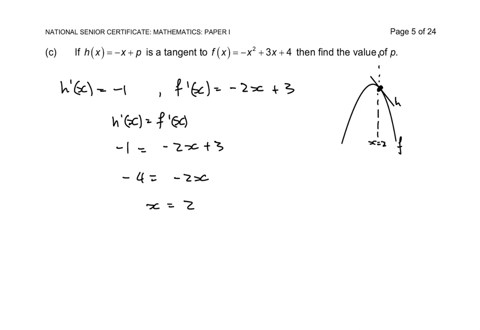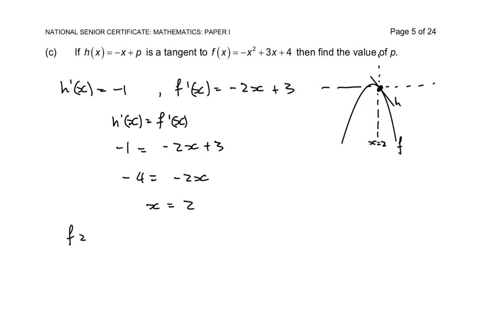Okay, but we also need this y value. So in order to get the y value, we can simply substitute in this x value into either the f of x graph or the h of x graph, and it'll give us this output, this y value output. Okay, so obviously we can't substitute it into h of x because we don't know p, so it's not going to give us anything useful, but we can, of course, substitute it into f of x.